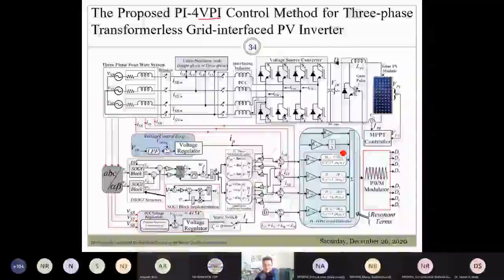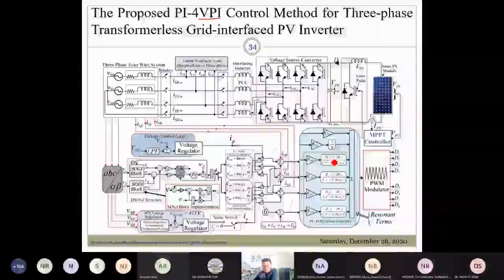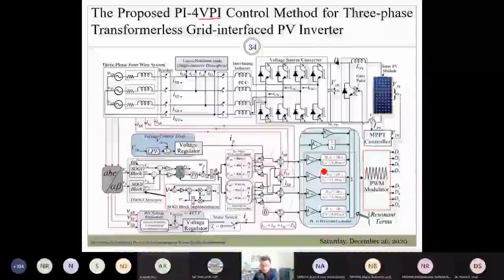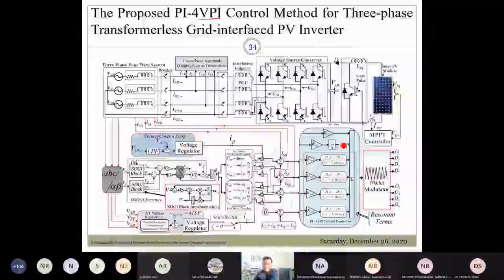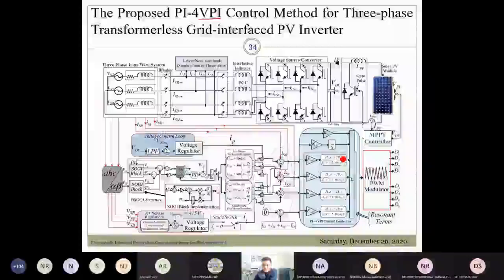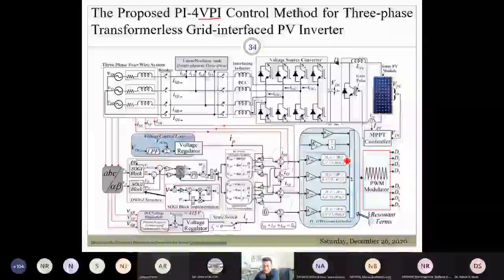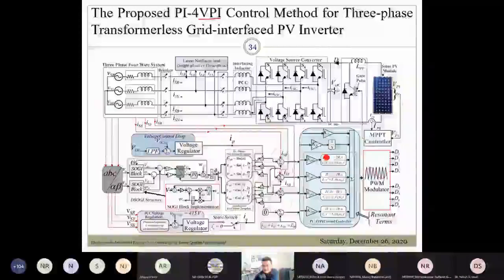So with an intention to address these detriments, I have replaced these PR controllers with the PI for VPI controller. During the frequency excursions, these PI for VPI controllers offer a robust control solution and minimize the steady state error present in the reference grid currents. See how these PI for VPI controllers are designed.